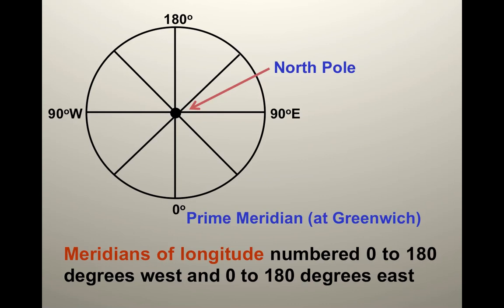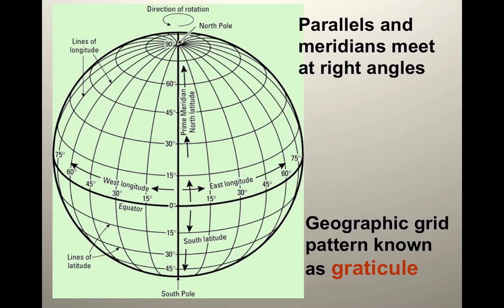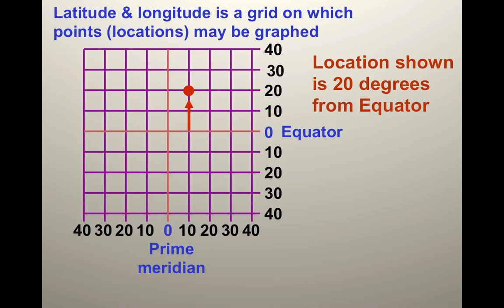Meridians of longitude, or lines of longitude, are numbered from 0 to 180 degrees west, or 0 to 180 degrees east. So we put it together on the globe. We've got our lines of latitude, our lines of longitude. They meet to form right angles, and we get our geographic grid pattern, or our graticule. So let's practice and see how we can use this graticule, or this grid pattern, to help us determine locations on the surface of the Earth.